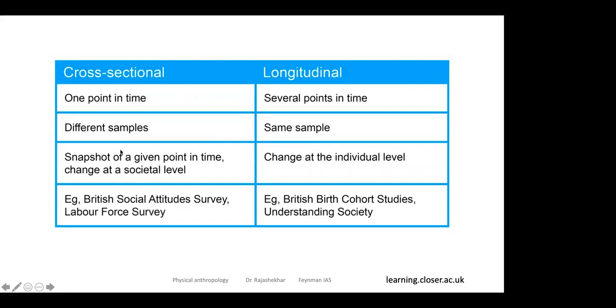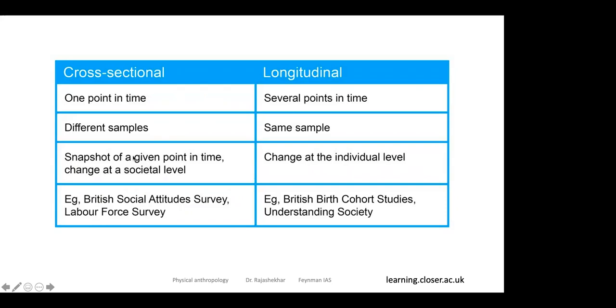So cross-sectional only provides us a snapshot of a given point in time at a societal level. Individual level, you don't understand. At a societal or population level, you know how different age group children are impacted by protein diet. You can answer those questions. But you cannot answer how protein diet would influence a child over a period of time. Before and after, what happened before you took the sample, you don't know. After you took the sample, what happens to the child, you will not know. So that information is not provided by cross-sectional studies. But it gives a quick glimpse, a quick snapshot we needed. So they both have their own advantages and disadvantages.